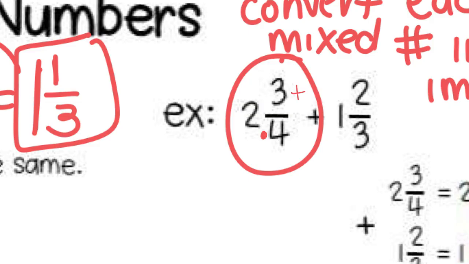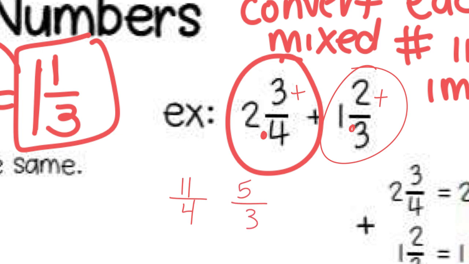What is 2 times 4? 8. And 8 plus 3 is? 11. Out of, I keep the denominator, 11/4. Do you agree with that? All right, let's do the same thing here. I multiply, what's 1 times 3? 3. Plus 2. 5. And then put it over, the denominator was a 3, right?